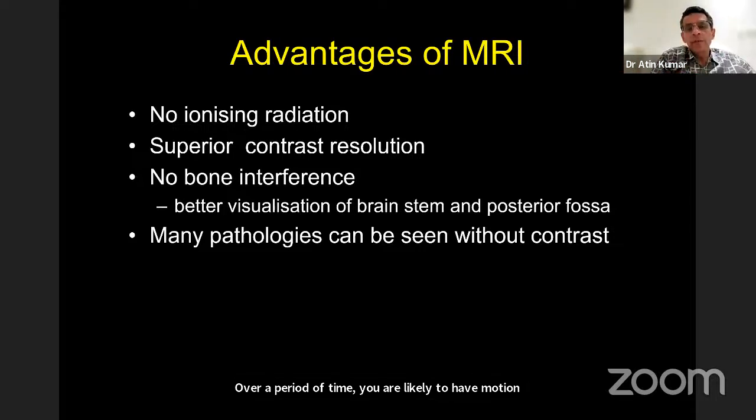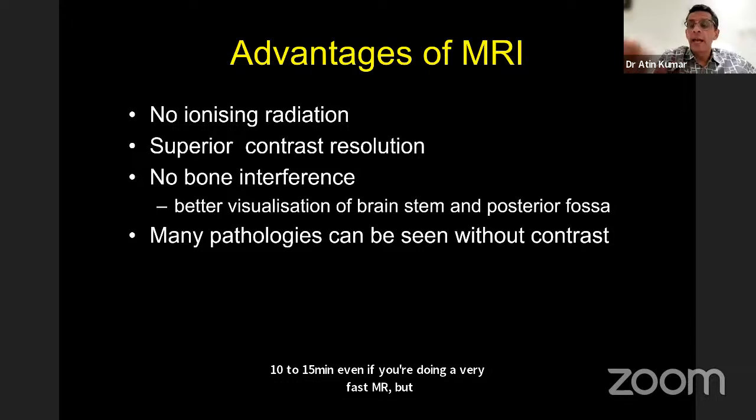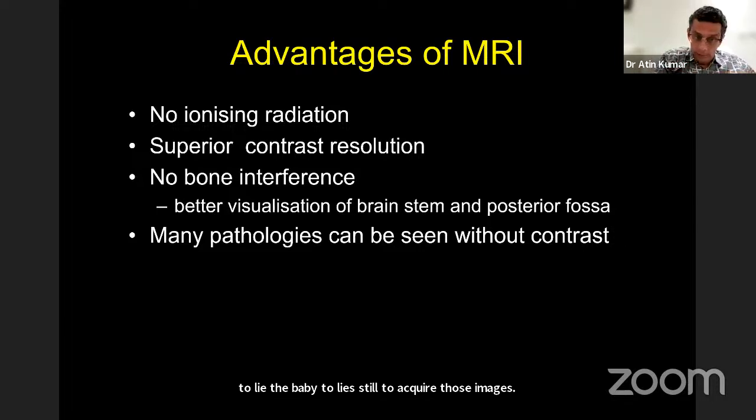However, if the scan is finishing in 4 or 5 seconds, there is less likelihood of the patient moving in that time, and you can get a CT scan done immediately. But MRI requires a minimum of 10 to 15 minutes, even if you're doing a very fast MR, and practically it will require 20 to 25 minutes, and you want the baby to lie still to acquire those images. So the challenge comes to sedate the baby or to give the GA.